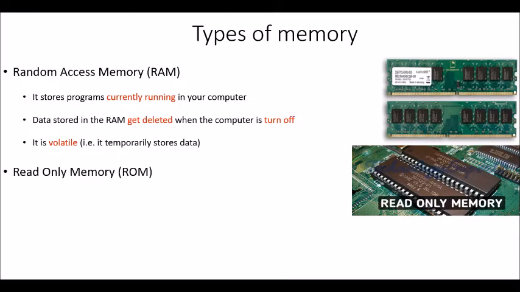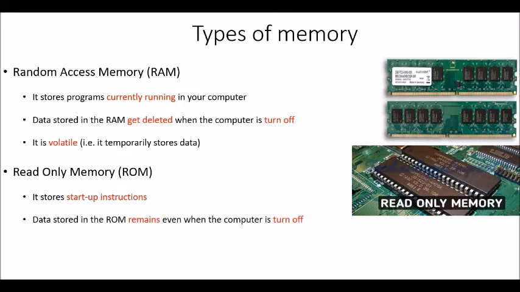Now, the opposite of RAM is ROM, read-only memory. We said that RAM stores programs currently running on your computer. However, ROM stores startup instructions. The data stored in ROM remains there even when you shut down your computer, when you turn off your computer. Then it is non-volatile. It means it stores your data permanently. Don't forget, we are going to refer to all this when we are solving some past papers. IGCSE, Cambridge, they always like this question.